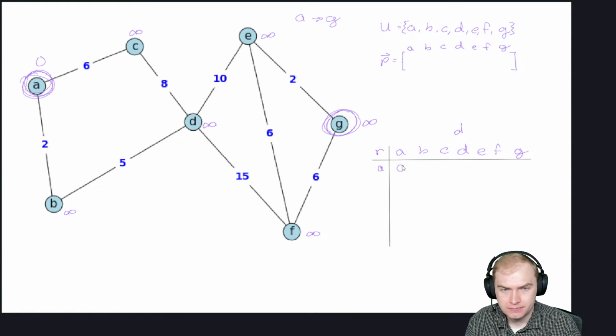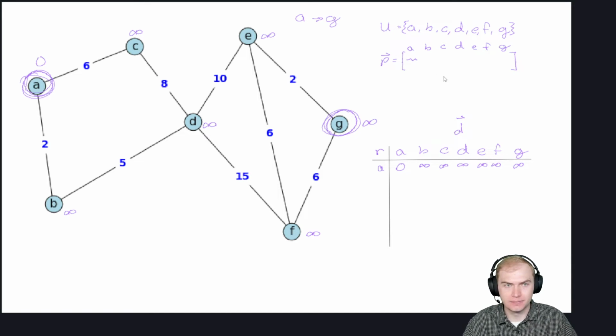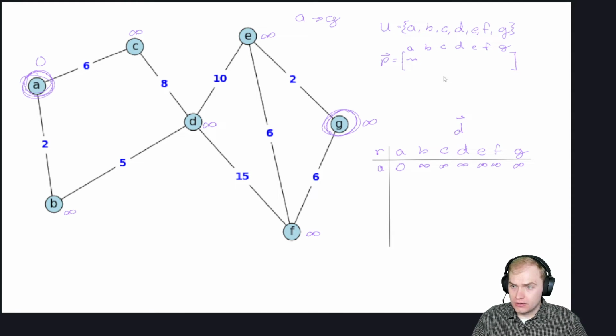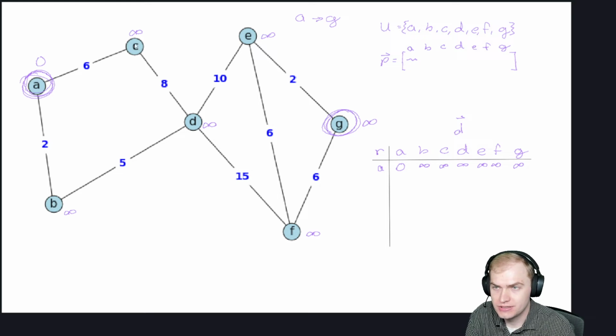A to A is 0. And everything else is infinity for now. So A doesn't have a prior because it's the start. So you could leave that out of P if you wanted to. Then what we want to do is find, so we have two vertices that are adjacent to A. A has two edges leading out of it. They lead to B and C, so B and C are adjacent to A.